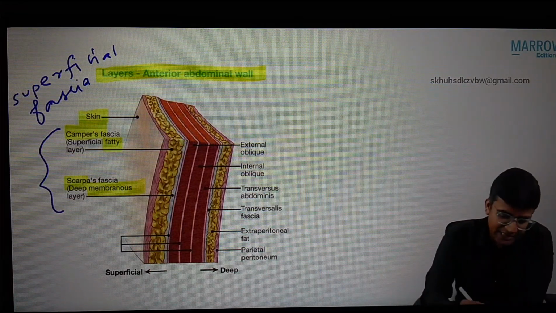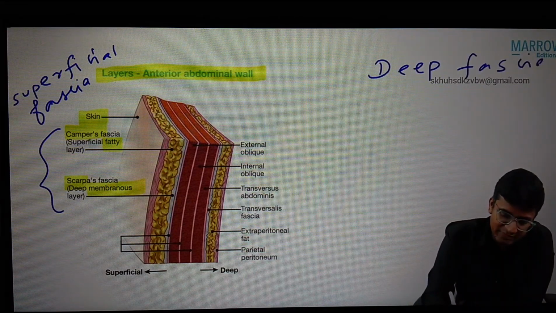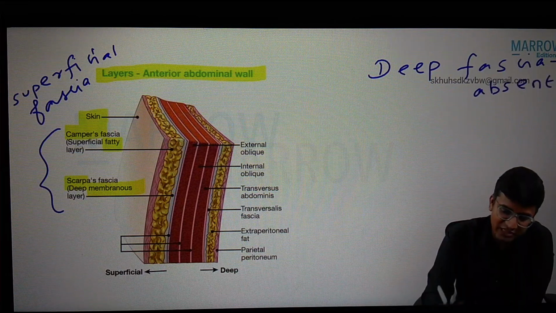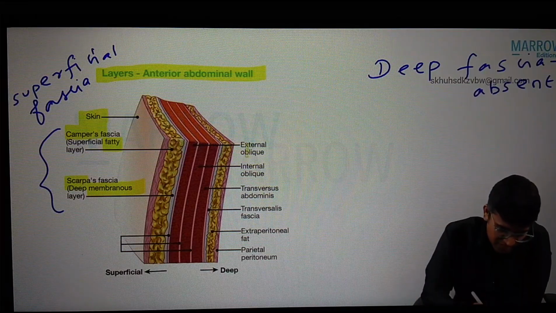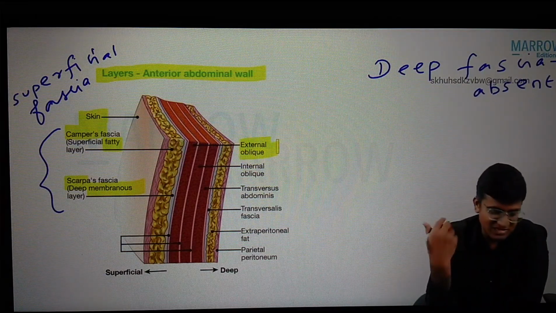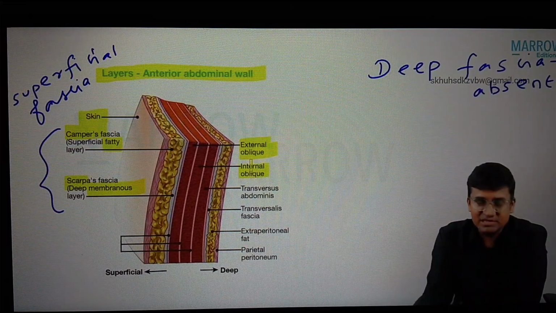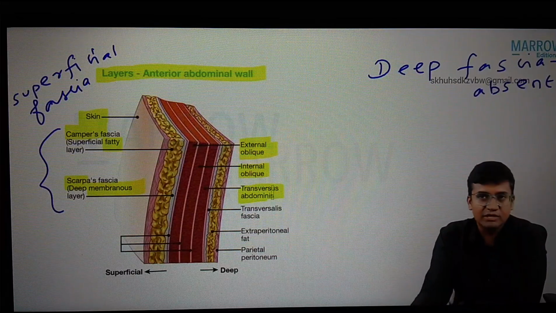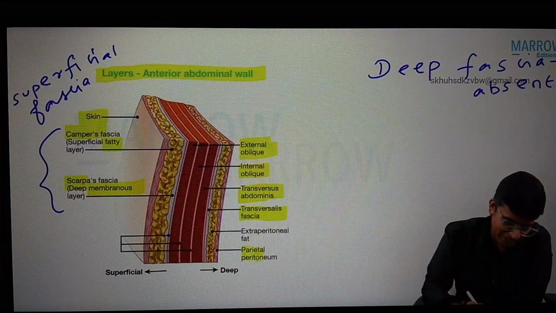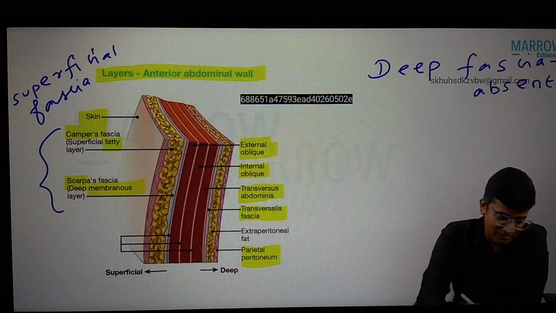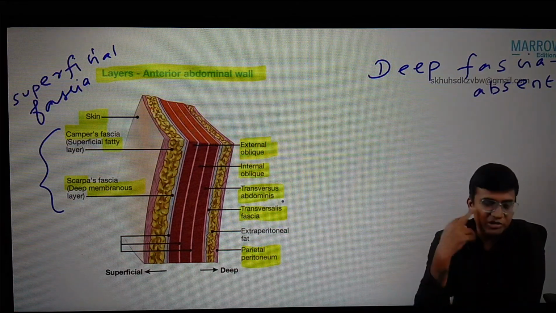Now, deep fascia is absent in the anterior abdominal wall. We have only superficial fascia with the two layers, fatty layer and membranous layer. Next, muscle. What muscle? External oblique muscle. The muscle is oblique in direction, present outside: external oblique muscle. Then internal oblique muscle. Next, transverse abdominis muscle. After that, we have one fascia, transversalis fascia, and deep to that, we have the peritoneal layer. So: external oblique muscle, internal oblique muscle, transverse abdominis, then fascia transversalis, and then peritoneal layer.